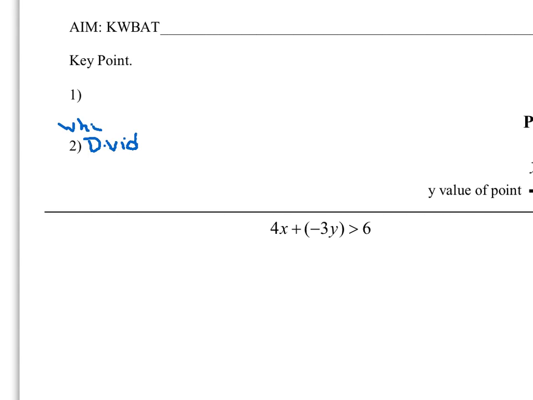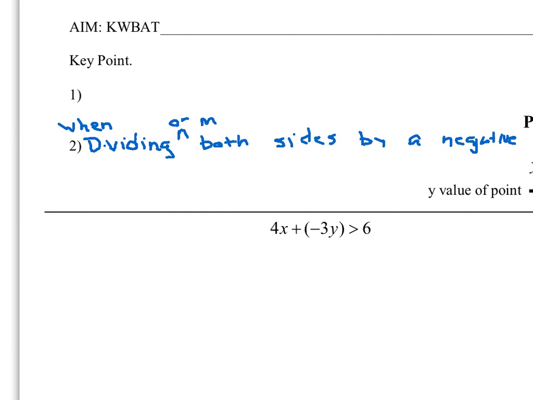When dividing or multiplying both sides by a negative, you must flip the inequality symbol. Same thing's going to be true today. With 2 variables, same deal.